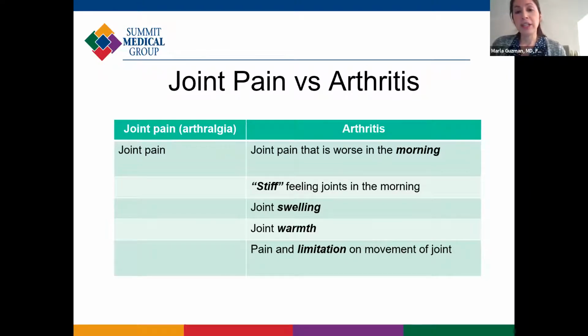And then the patient complains of pain and limitations on movement of the joint. So they may not be able to extend their elbow when they're stretching. They may not be able to extend their knee when they're lying down. And there are different degrees of limitation, which I would assess for when seeing the patient, which will help me characterize whether or not this is arthritis versus arthralgia, because in arthralgia, we really don't see this type of limitation.